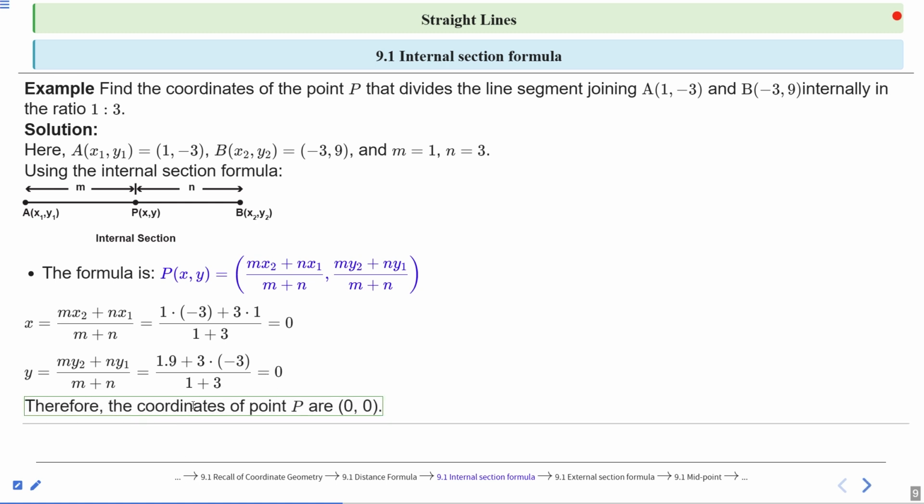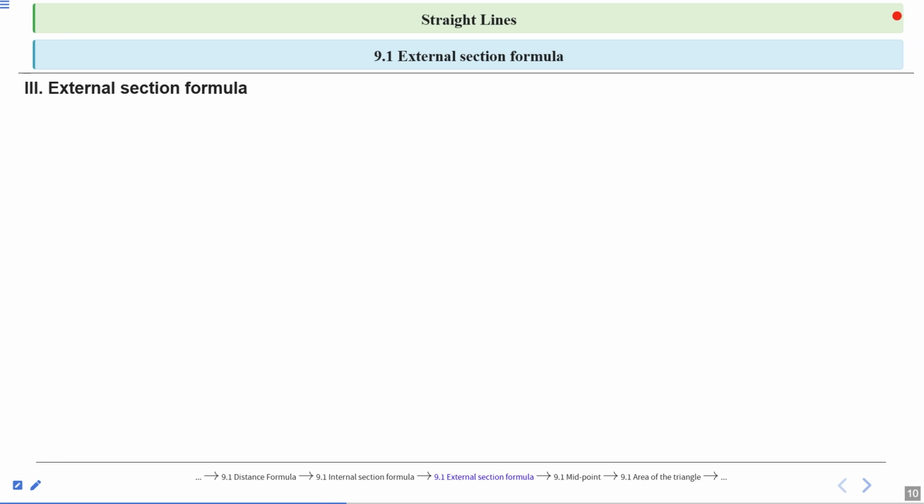So therefore the coordinates of point P are 0, 0. Okay, so the coordinates of the point P are 0, 0, and this is the final answer. So I hope it is clear to all of you. So now let us discuss another concept, that is the external section formula.